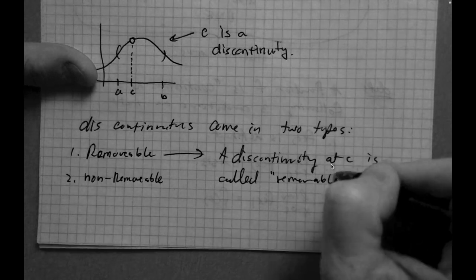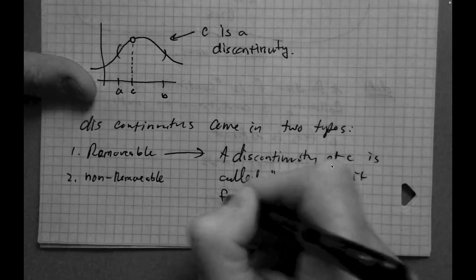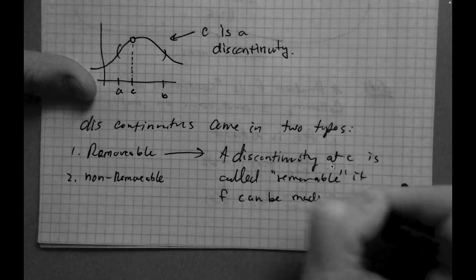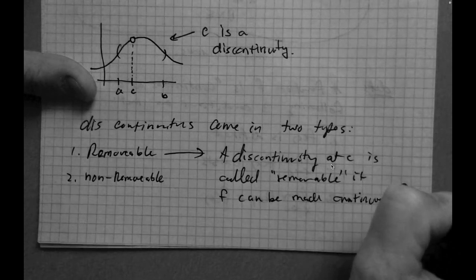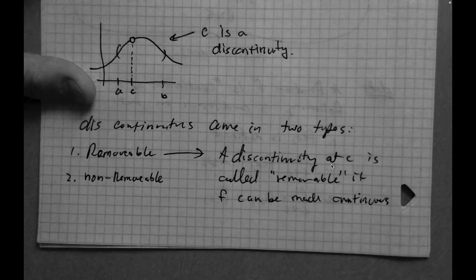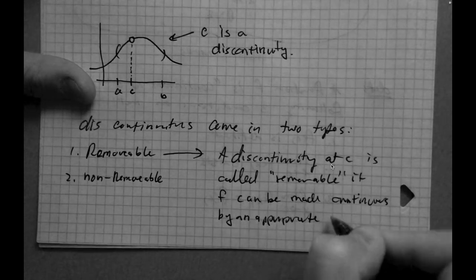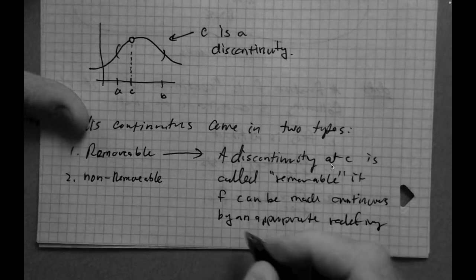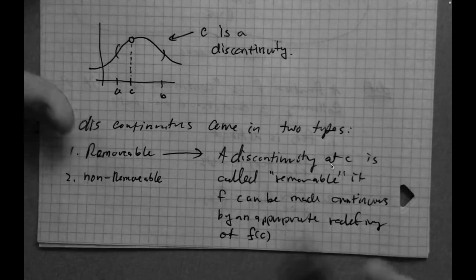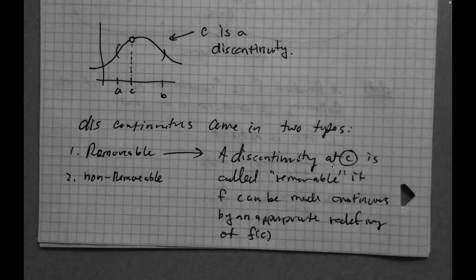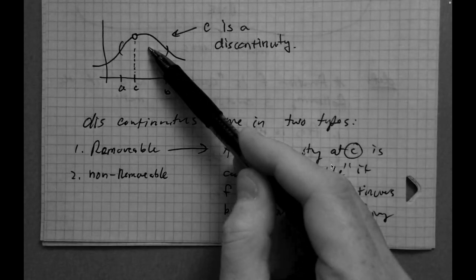Right, it's called removable if f can be made continuous by an appropriate redefining of f of c. Okay, so you've got this point c where you've got a discontinuity, but that discontinuity can be considered a removable discontinuity if it's possible to redefine f at that one point such that it becomes continuous. Right? And so this would be a great example of a removable discontinuity.